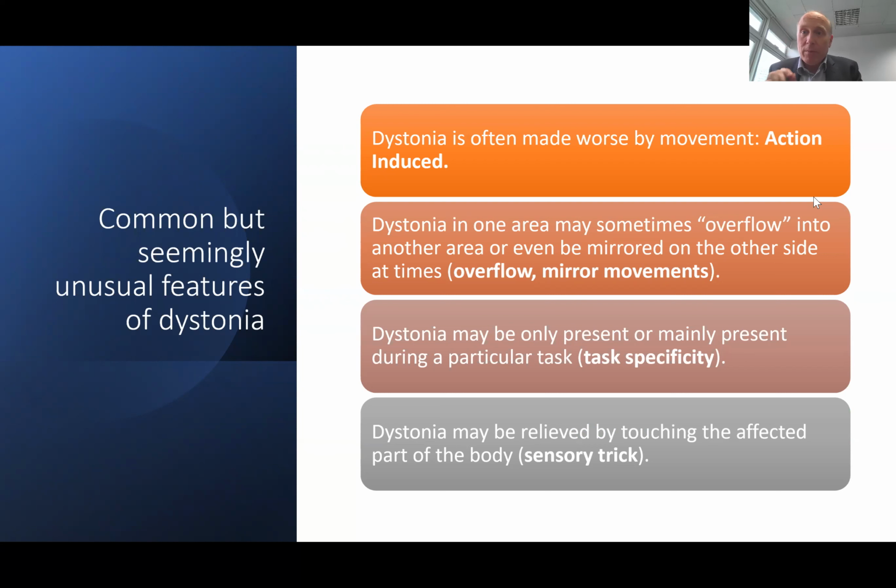Some people with dystonia only get the problem when they're doing a very specific task. So, for example, playing a musical instrument or writing or typing. So dystonia often shows this task specificity.